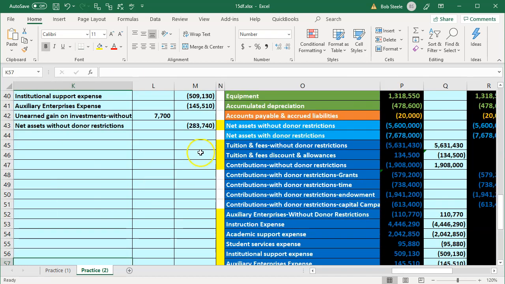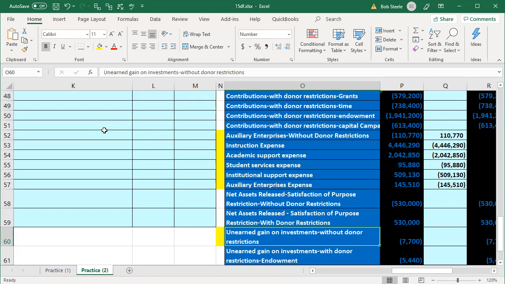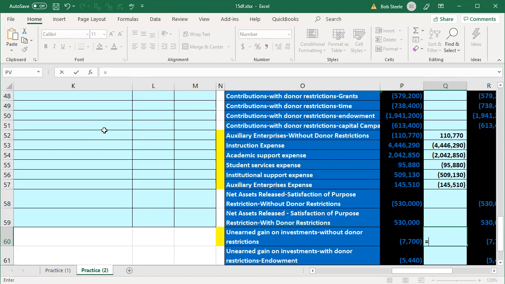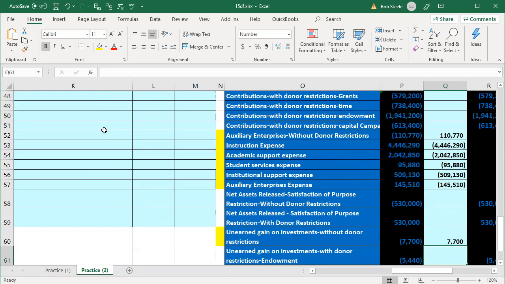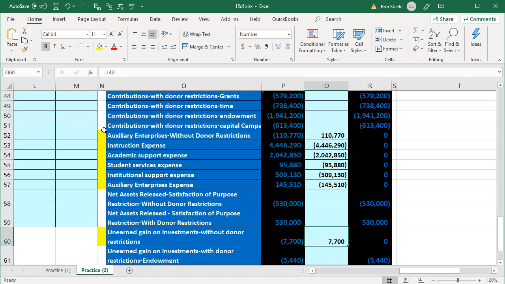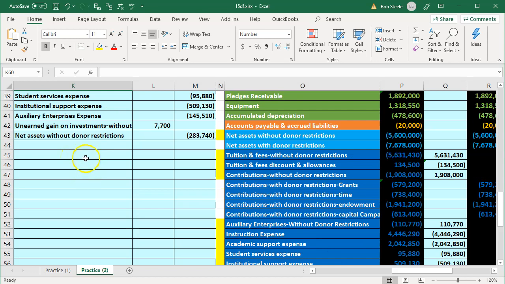And then we have the unearned gain on investment. So that's going to be down here, unearned gain on investment. That's in Q60, where we will say equals, scroll back up to the unearned gain on investment, and enter, bringing it to 0. All right, so that looks like it's doing what we would expect on all the yellow accounts, bringing them to 0. We are now going to put the difference, the balance, into the net assets without restrictions.